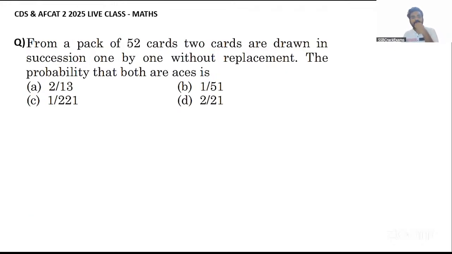Next question. From a pack of 52 cards, two cards are drawn in succession one by one without replacement. The probability that both are aces. So do you know the concept of permutations and combinations, nCr? Do you know this? What does nCr mean? Do you know this or not? Tell me.